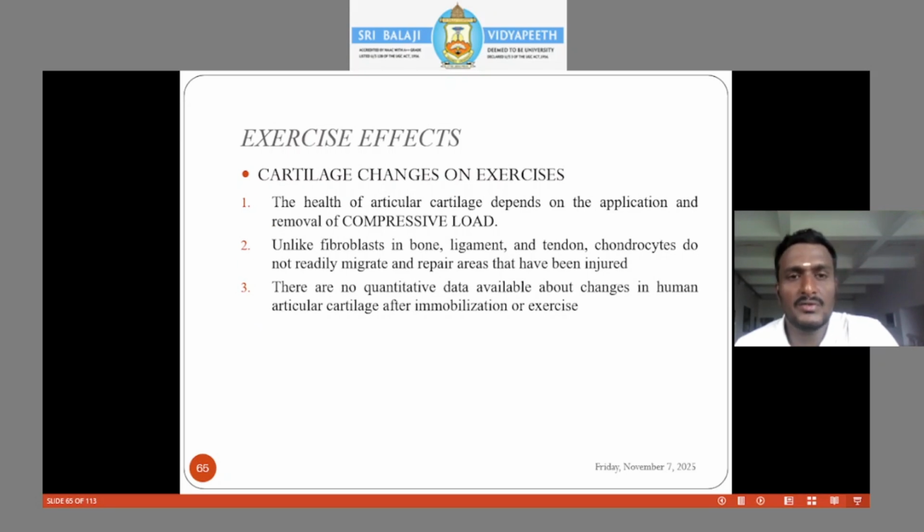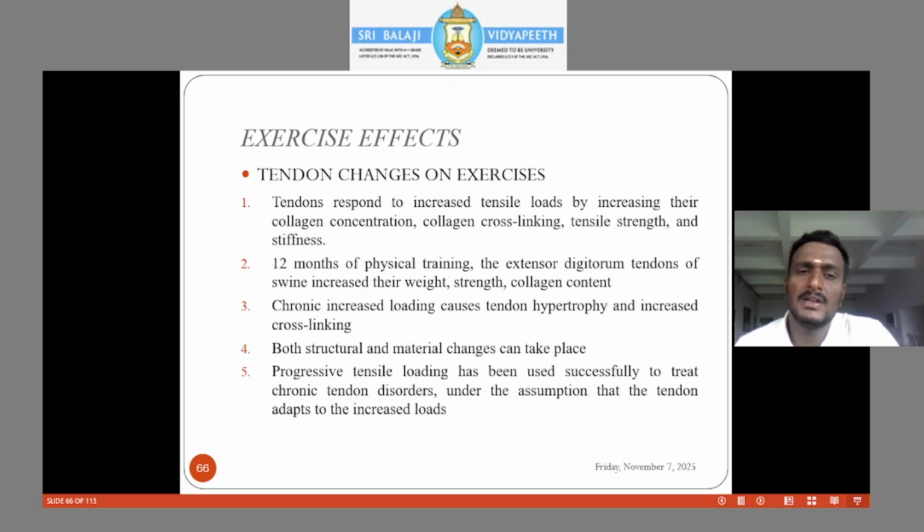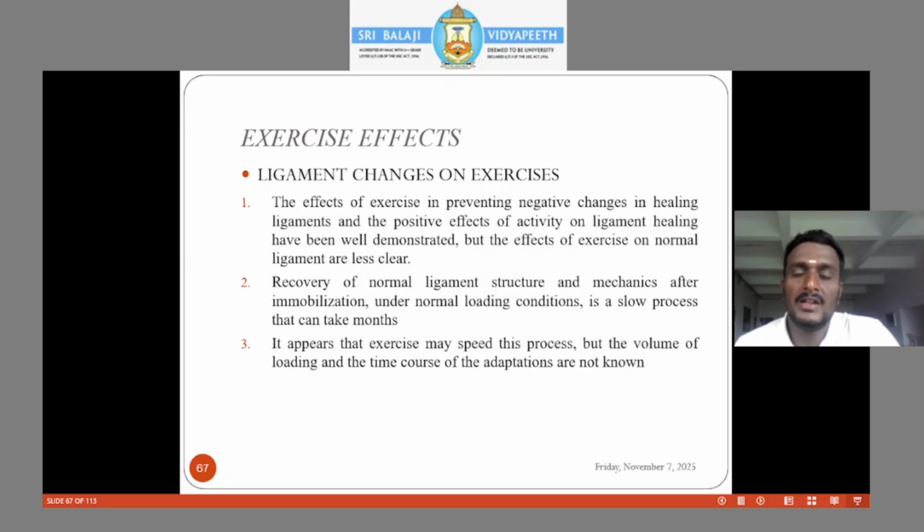Cartilage changes, of course. When you do exercise, the compressive loads increase cartilage strength. But the research says there is no quantitative data available on changes in human articular cartilage after immobilization and exercise. Tendons: with increase in tensile loads, the tensile strength increases. 12 months of physical training increases the tensile strength of tendons, causes tendon hypertrophy, and increased cross-links. Ligament changes with exercise: the effects of exercise in preventing negative changes in healing ligaments and the positive effects of activity on ligament healing have been demonstrated. Recovery of normal ligament structure and mechanics occurs after immobilization.